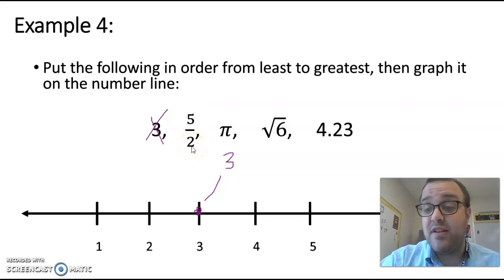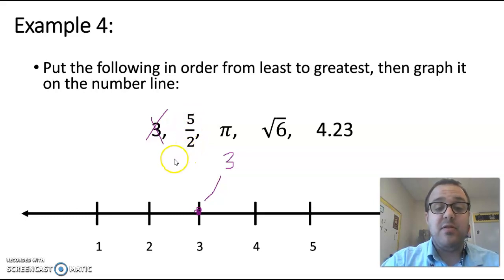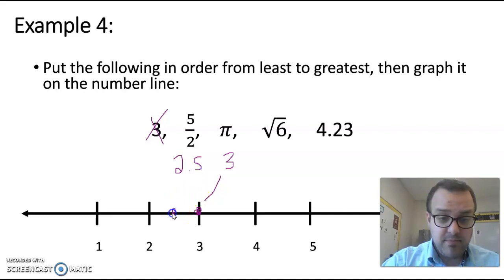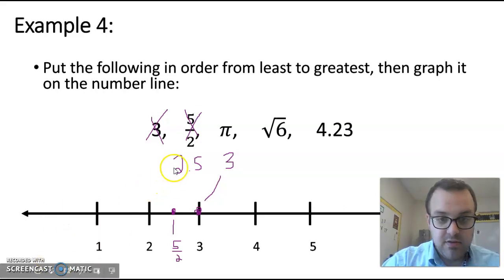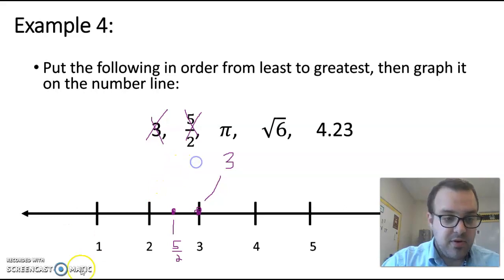Let's go ahead and either think of this as a mixed number or as a decimal. 5 halves would be 2.5, so that's halfway in between 2 and 3. So I'll go here, halfway in between, put a point, and label it as 5 halves. All right, so that's 2 numbers down. And let's erase this so we don't get confused about why this 2.5 is sitting there.